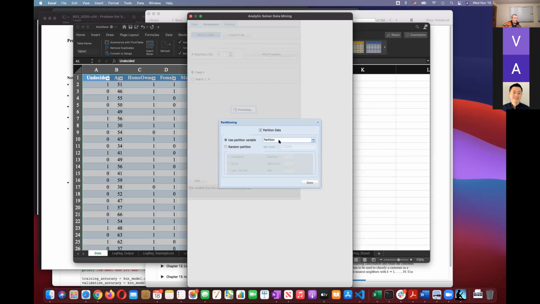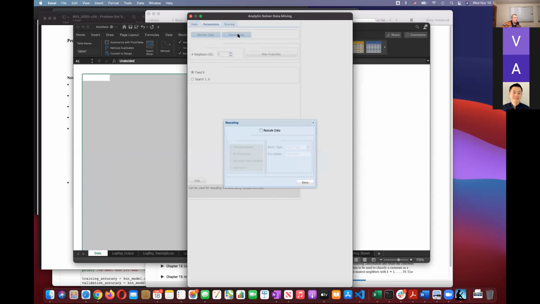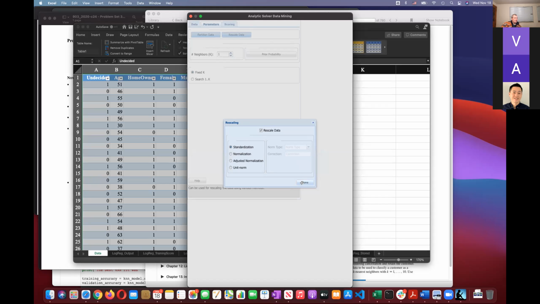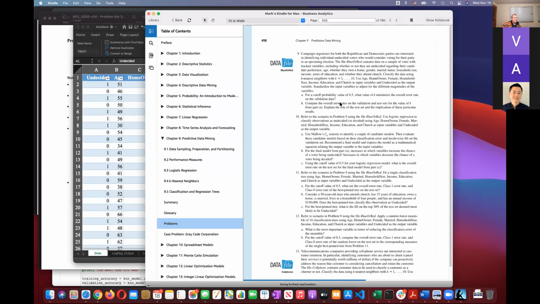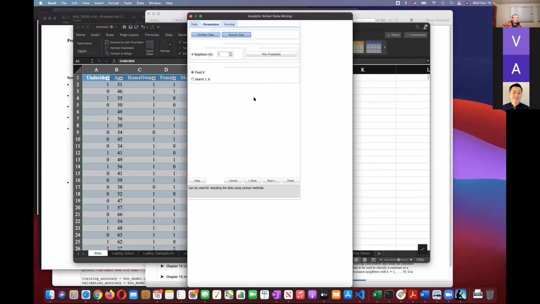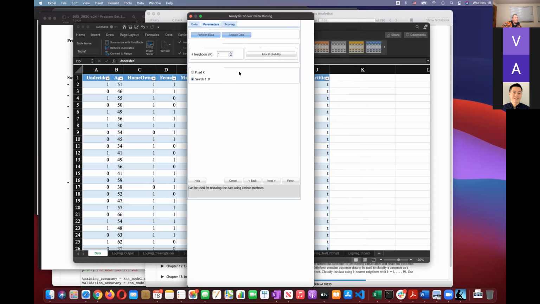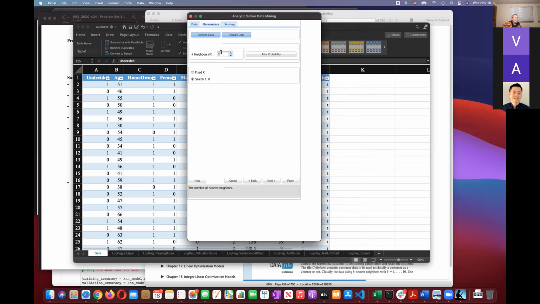We're going to use partition variable as partition. We're going to rescale the data using standardization. And the book said to do between 1 and 10, so we are going to do a search between 1 and 10. Oh, this is a problem. Oh, never mind, I forgot how this works. We put in 10 up here, so it's going to search between 1 and k being this.